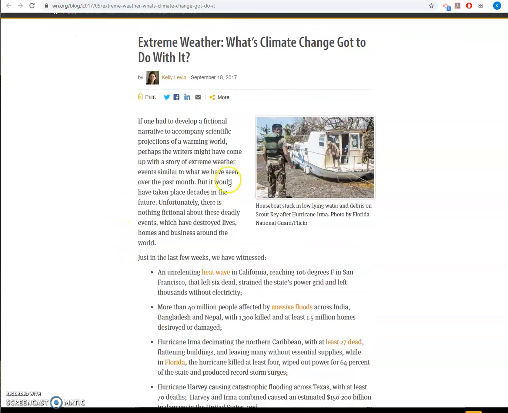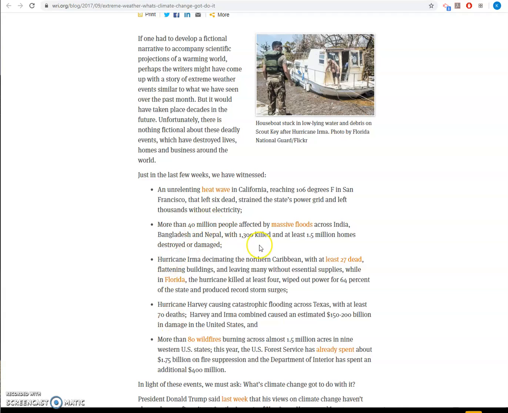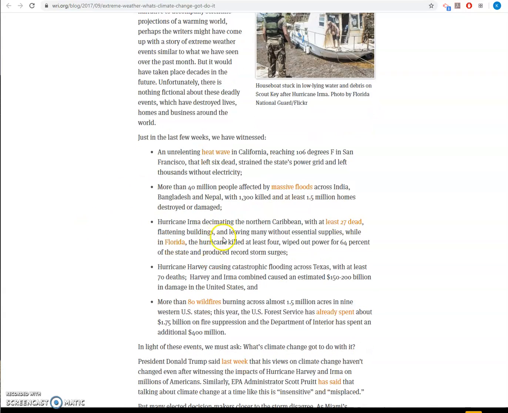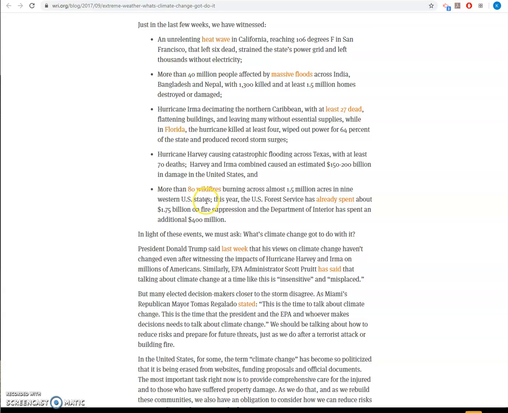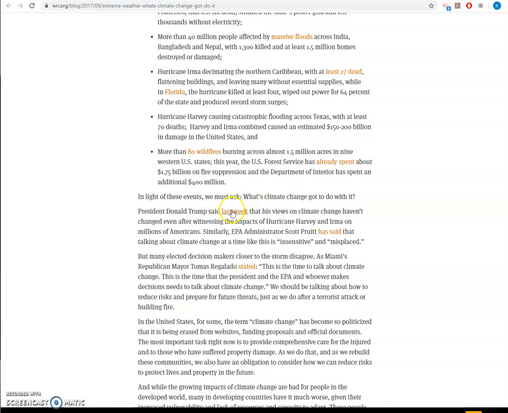Remember, this is from 2017, so when it says, I just saw a thing where it said last week. Okay, sorry, I missed it. I just saw it again. Oh, in the last few weeks, here's what we've witnessed, right? So these are now old news, but these are things that are happening every year. It gives you some information, talks about what the president said back in the day, and what the EPA's administrator has said about climate change, whether it's real or not.